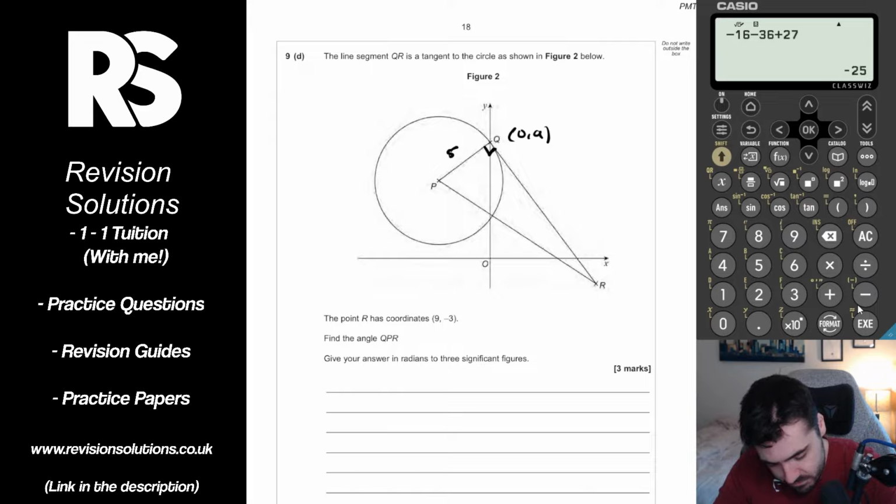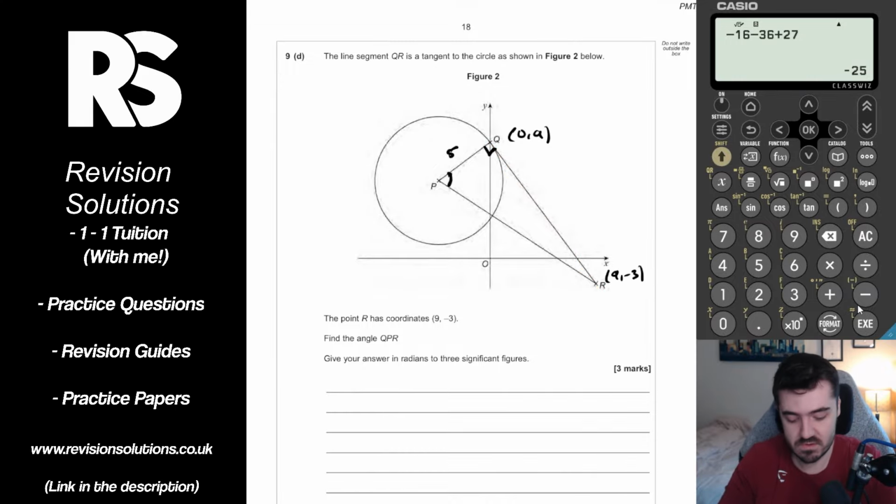And then we're given the coordinates of R. That's 9, minus 3. Find the angle QPR. Sorry, that's this angle. Sorry, I thought it was the right angle for a second. No. Okay, that's easy enough because if we have the 2 points Q and R, we can find this length, and then we can just have a right angle triangle. We can find that length.